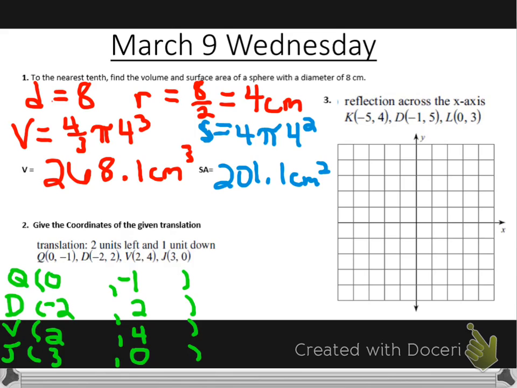So now looking at this, it tells me that my translation is 2 units left. If you remember from that chart, or if you look back on your notes, when it says to go 2 units to the left, that means you subtract it from your x coordinate. So we're going to subtract 2 from each of my x coordinates. And again, if you look at your chart, if you're going to move the translation 1 unit down, you need to subtract that 1 from each of the y coordinates. So I'm just going to subtract 1 from each of my y coordinates.